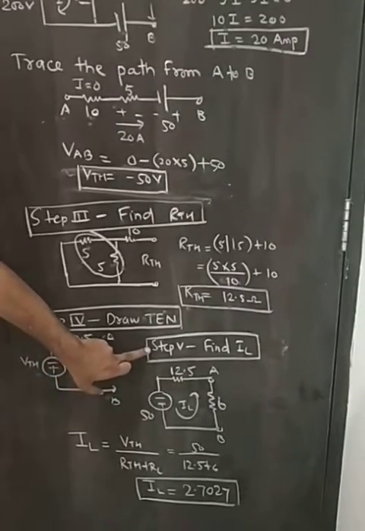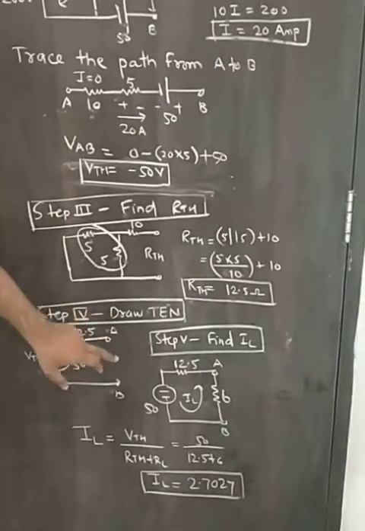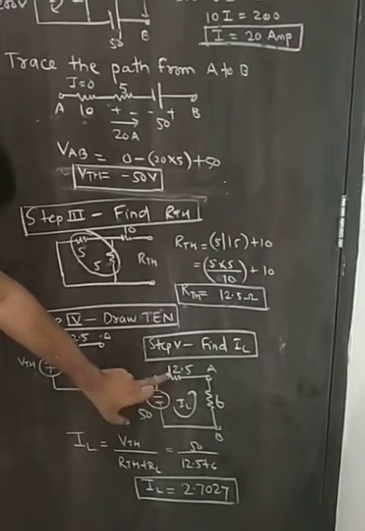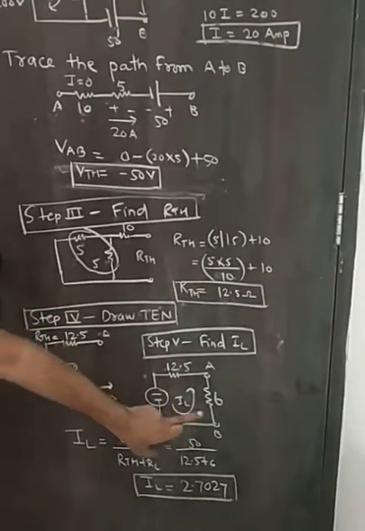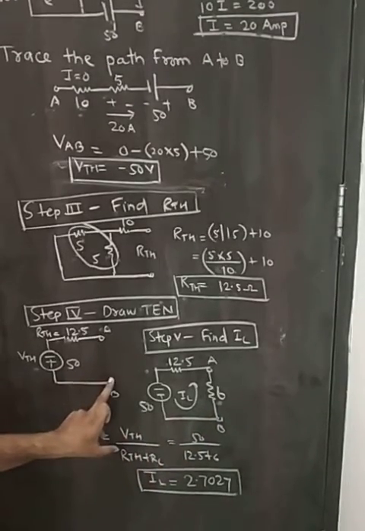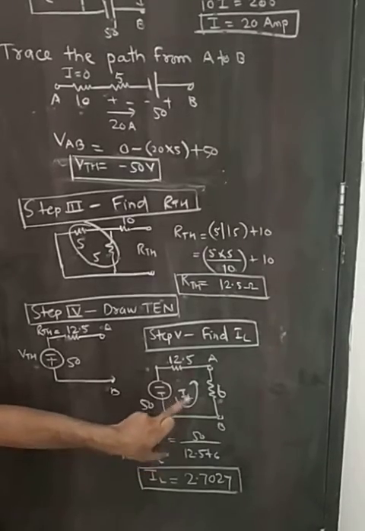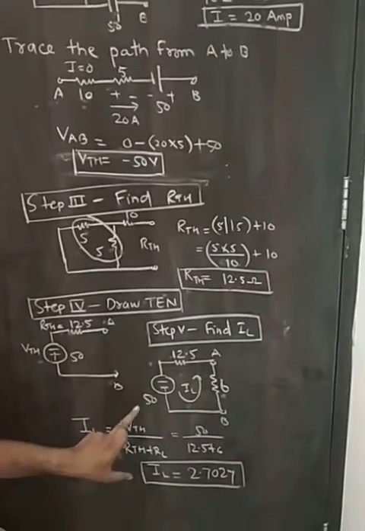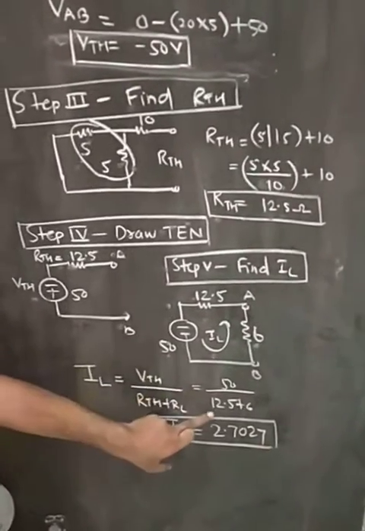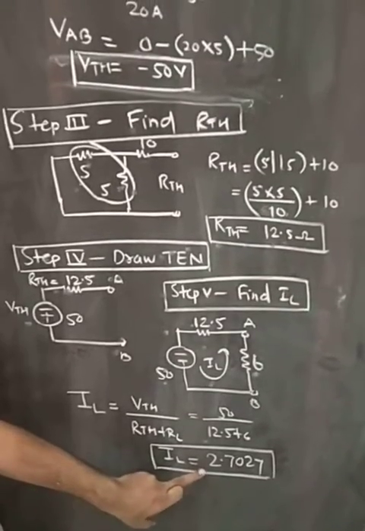And in the last step, to find the current IL, we have to reconnect RL in the Thevenin's equivalent network in such a way that VTH, RTH and RL are in series. So RL is equal to 6 ohm. We reconnect RL in this Thevenin's equivalent network, so we will get this kind of network. IL is equal to VTH divided by RTH plus RL. So 50 divided by 12.5 plus 6 gives 2.7027 ampere.